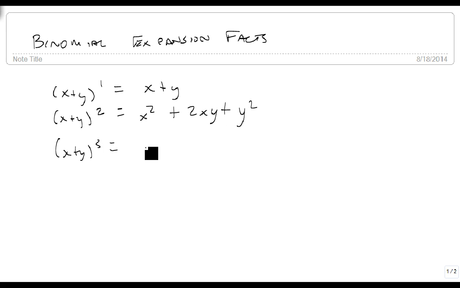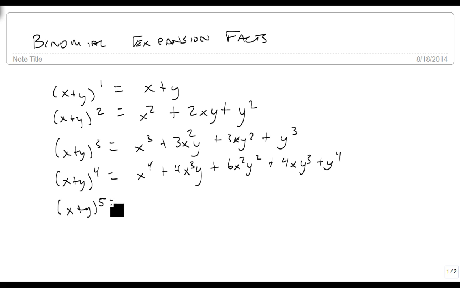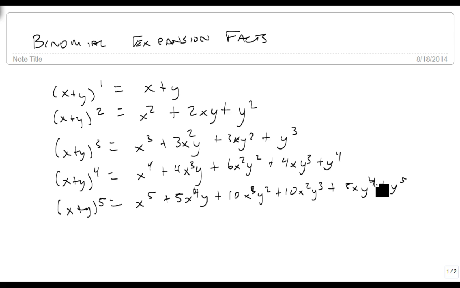If we do x plus y cubed, we're going to get x cubed plus 3x squared y plus 3xy squared plus y cubed. If we do x plus y to the fourth, then we get x to the fourth plus 4x cubed y plus 6x squared y squared plus 4xy cubed plus y to the fourth. We're going to get x plus y to the fifth is x to the fifth plus 5x to the fourth y plus 10x cubed y squared plus 10x squared y cubed plus 5xy to the fourth plus y to the fifth. So these are what we're looking at, and I want you to notice some patterns.